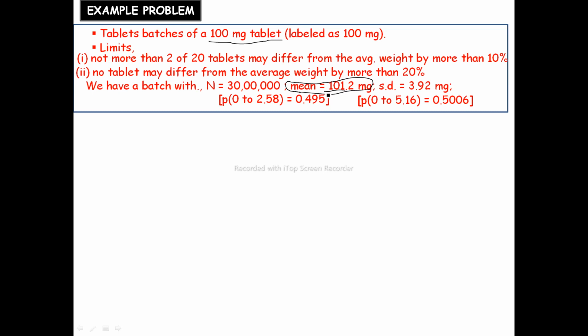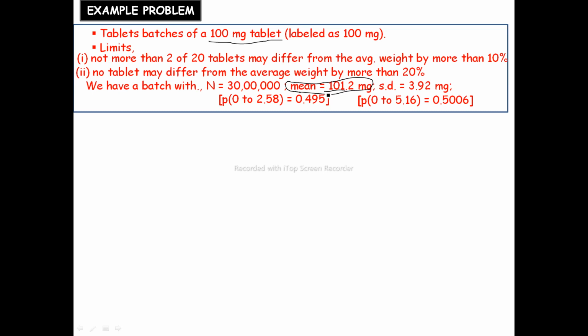Not more than 20 tablets. In a batch we are picking up 20 tablets, and among those 20 tablets, not more than 2 tablets should have 10% more weight or 10% lesser weight.